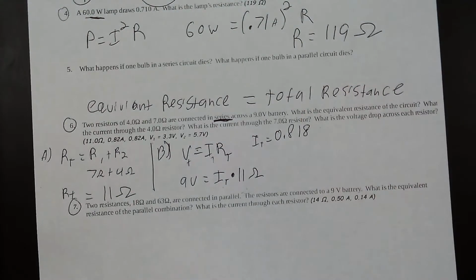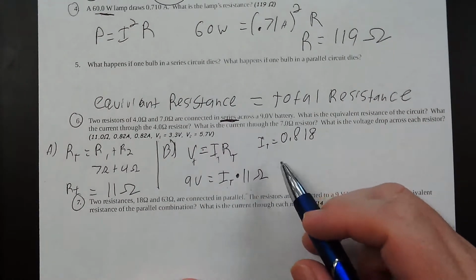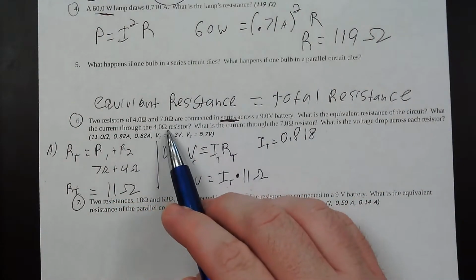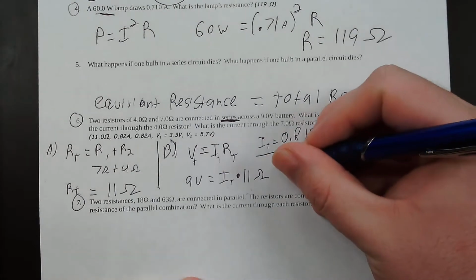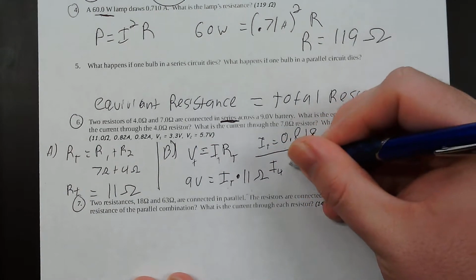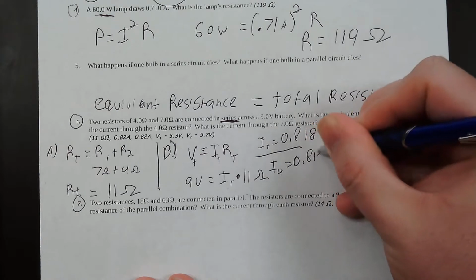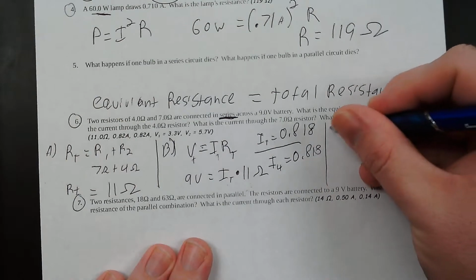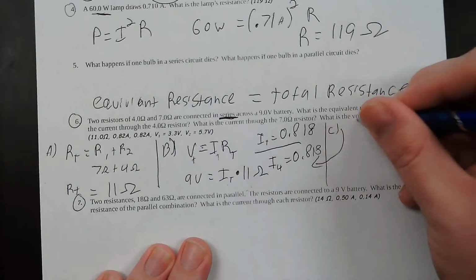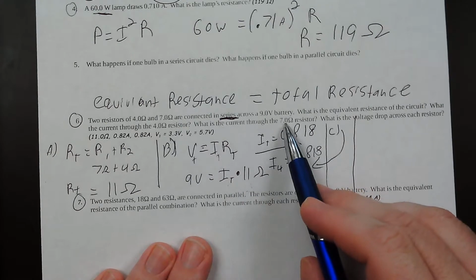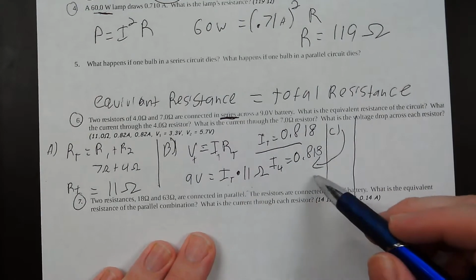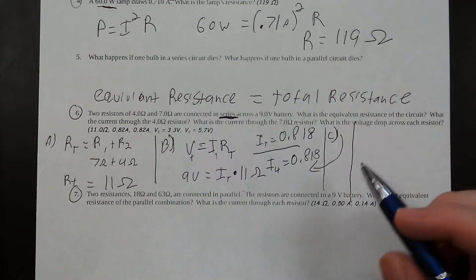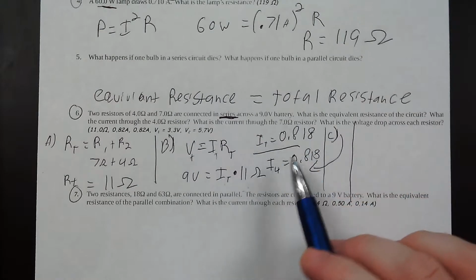818, we'll say. Because this is a series circuit, it's the same everywhere. So when it's asking what is the current through the 4 ohm resistor, it's this, okay? So the current through the 4 ohm resistor is also going to be 0.818, okay? It is the same everywhere. It's also going to be the same for part C, okay? Part C wants us to find the current through the 7 ohm resistor. It's the same thing, okay? Everywhere in a series circuit has the same current. It has to have the same current. So current through 7 ohm, it's also going to be the same.